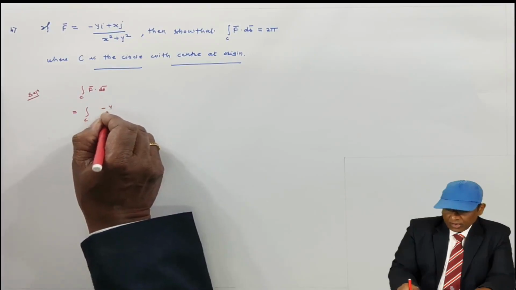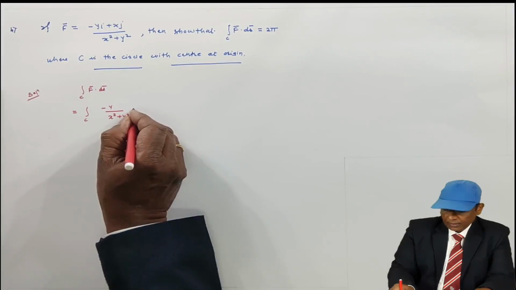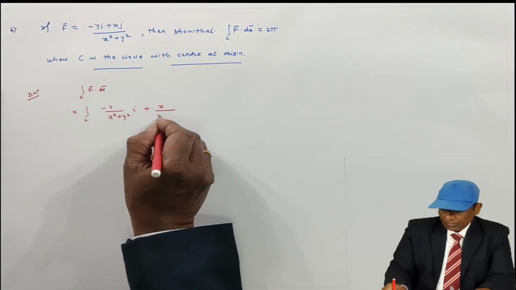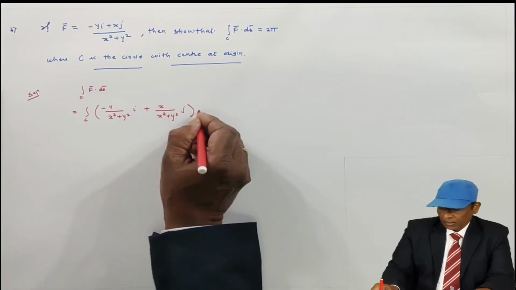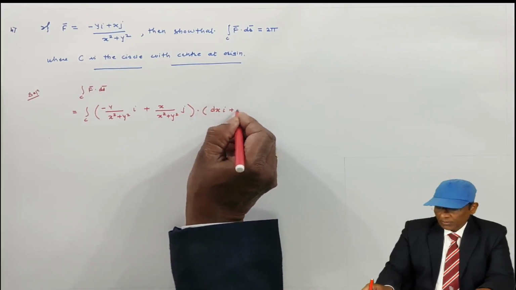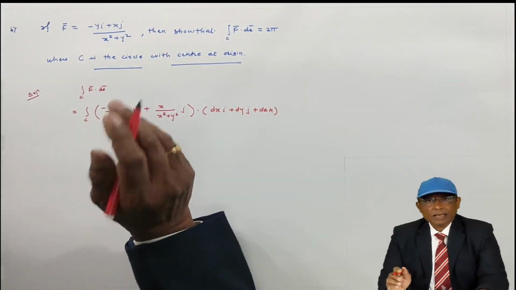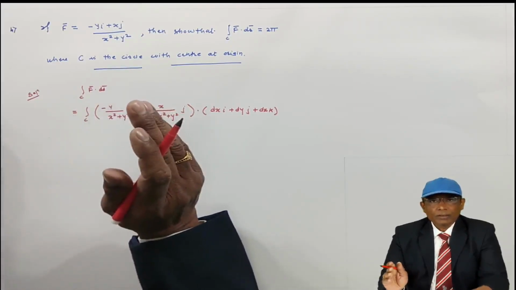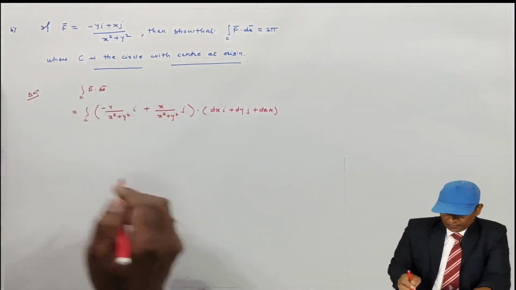F(r) is what? Minus y by x square plus y square i plus x by x square plus y square j, dot dr bar. Dr bar is what? dx i plus dy j plus dz k. R bar is x i plus y j plus z k. That is the position vector of any point on the curve, here on the circle, with reference to the origin.